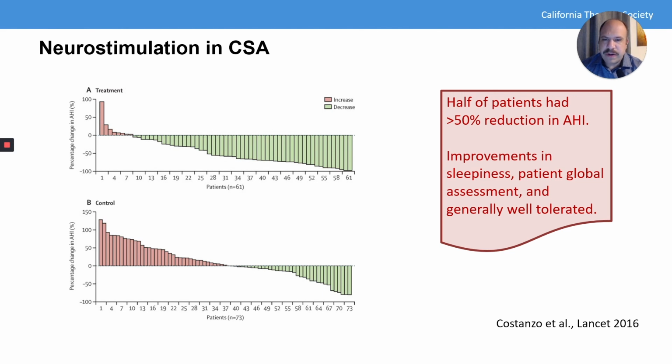And as you can see, it was fairly effective, but only half of patients had more than a 50% reduction in AHI. There were improvements in sleepiness and other quality of life indices. So I think I would probably reserve this for very highly symptomatic patients that simply cannot tolerate any other therapy. I would probably try acetazolamide and oxygen before I would try this, just because of the fact that it's a surgery and it's fairly invasive, but it's something to consider.